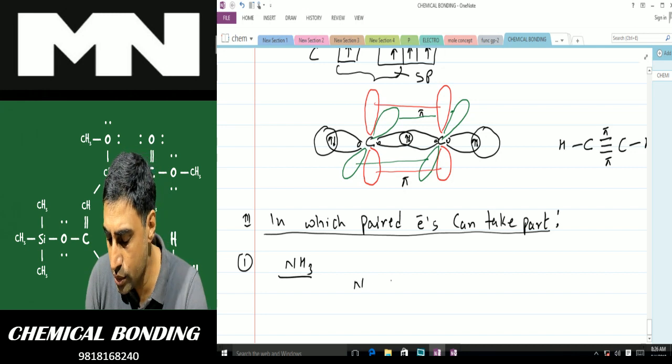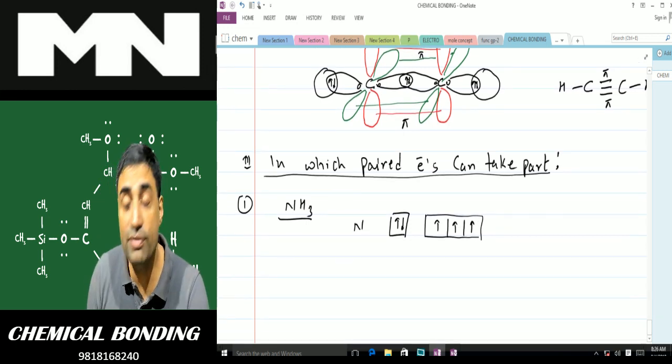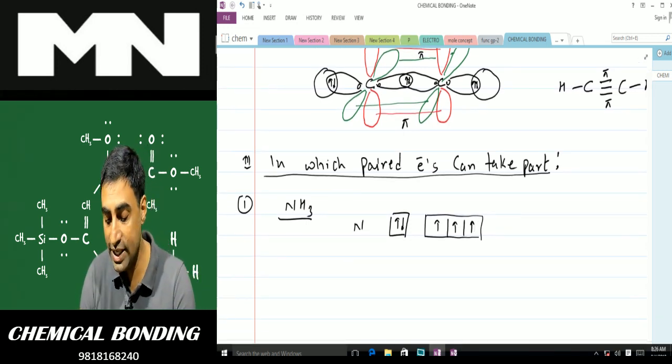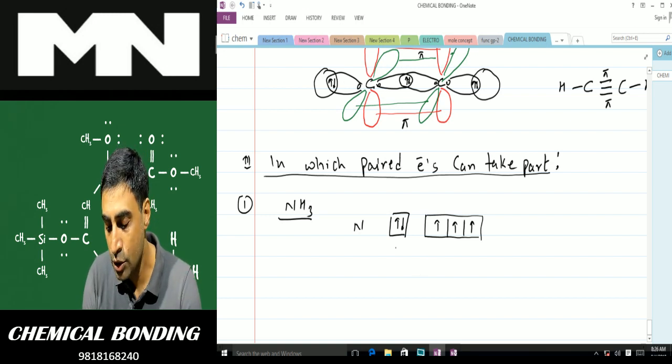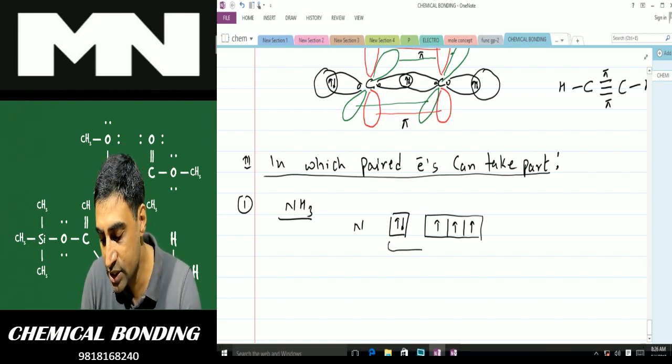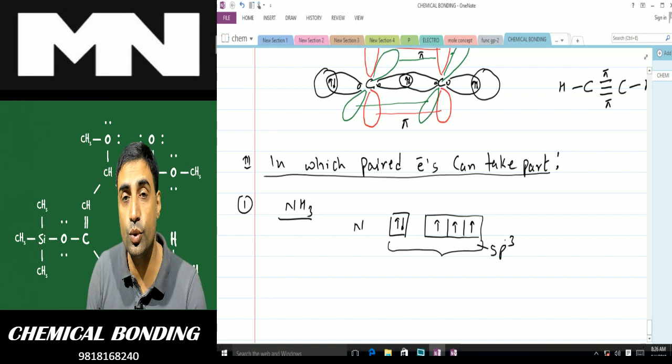Nitrogen has 2 electrons in the S and 3 electrons in the P. It does not have a D subshell, so the S electrons will not undergo unpairing. As such, they will undergo hybridization. The hybridization is sp3, that is, 1 S and 3 P orbitals are undergoing hybridization.